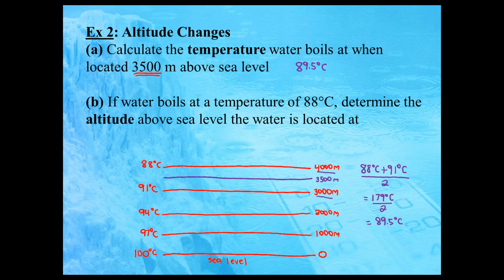B says, if the water boils at a temperature of 88 degrees Celsius, what altitude are you at? We actually have this on our diagram. 88 degrees Celsius is located here, and at 88 degrees Celsius, my altitude is 4,000 meters. I can read that directly off of the chart. It would just be 4,000 meters. So that's our general rule. For every 1,000 meter increase in height, our boiling temperature of water drops by 3 degrees Celsius.